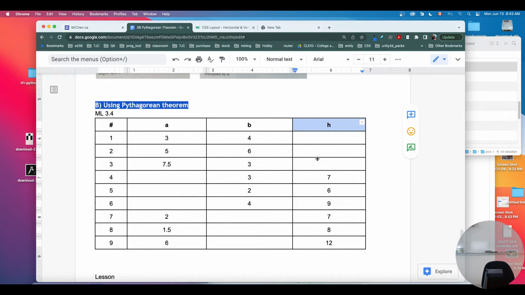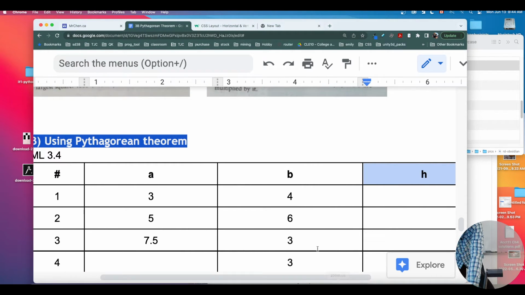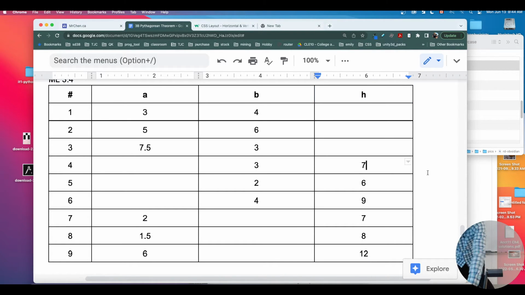You can move yourself closer, Ella. So let's work on this together. Is it too small? All right, so let's work through this. You're going to need your calculator. It's not going to be a nice number. I expect everyone to be working and finding out the missing height or hypotenuse.